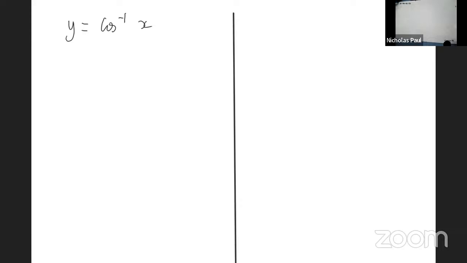Right here, finish cos inverse and tan inverse.